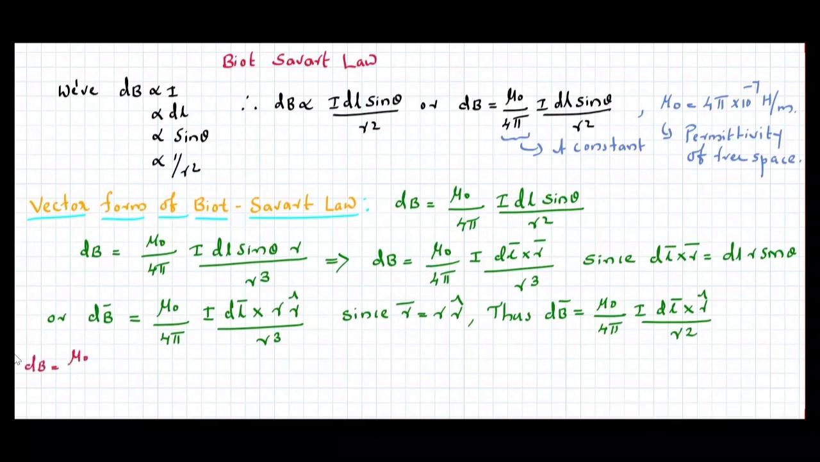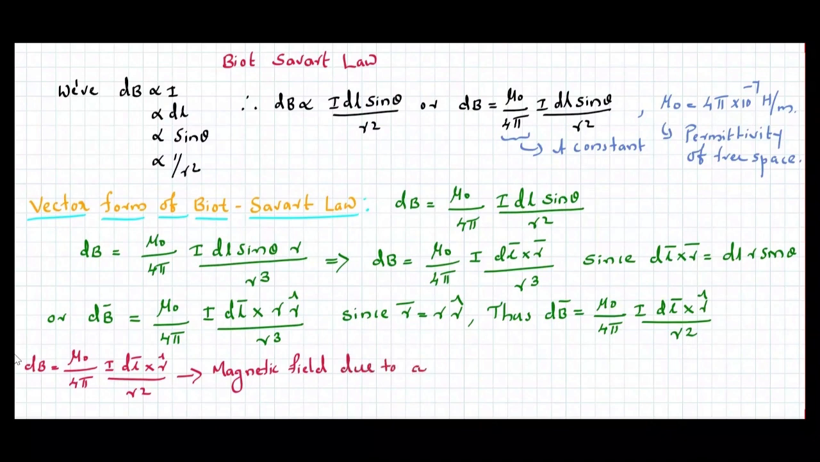This equation, dB equal to mu 0 by 4 pi I dl cross r cap by r square, is the magnetic field due to a current element I dl at a point P, which is at a distance r from the element dl.